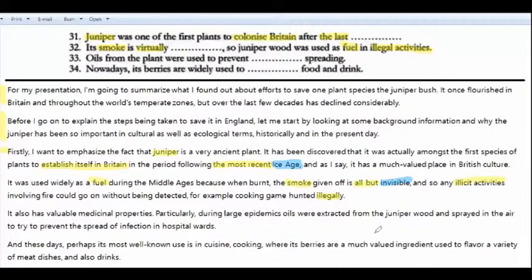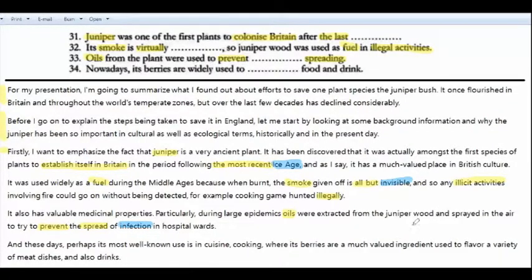All right. Next, it also has valuable medicinal properties. We're looking for oils to prevent some kind of spreading. So we see here oils were extracted from the juniper wood and sprayed in the air to try to prevent the spread of what? Some kind of noun. Is it the spread of hospital wards? No, the spread of infection. The answer, infection.